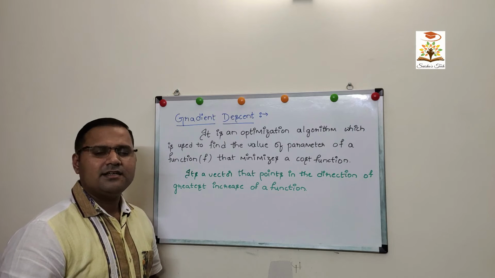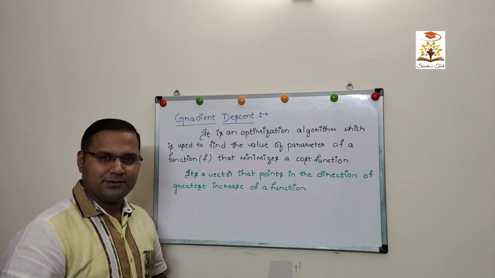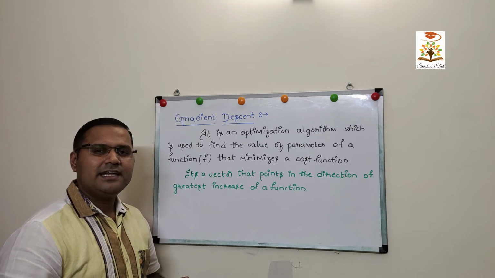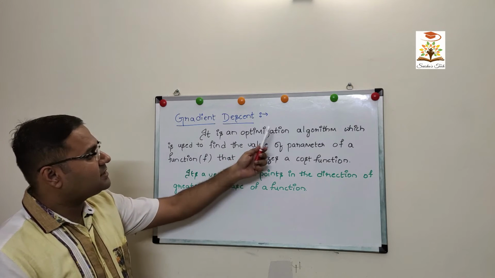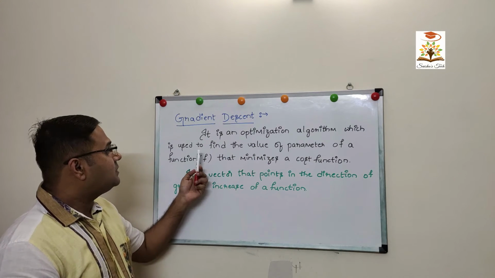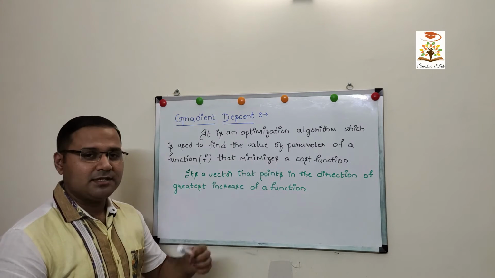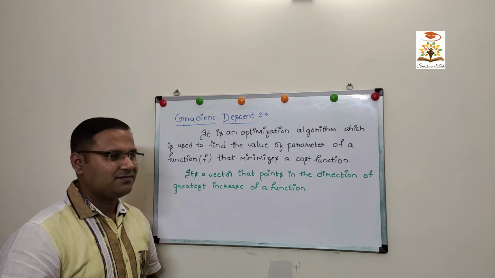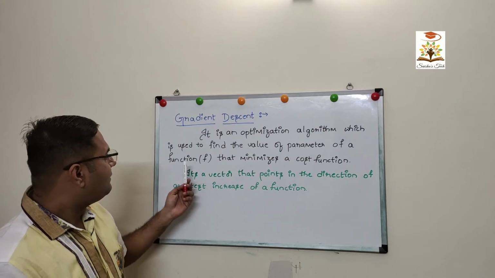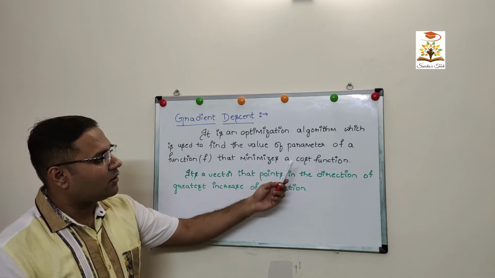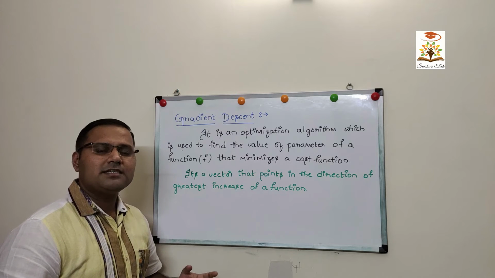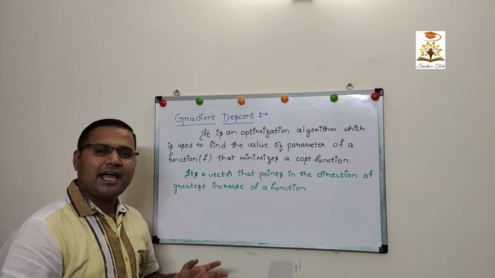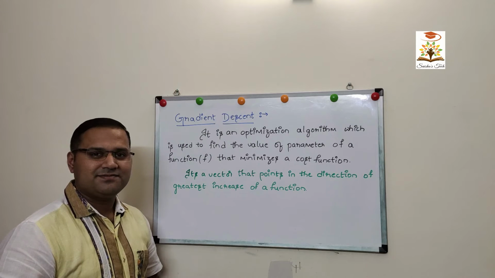In gradient descent, gradient refers to the derivative. Gradient descent is an optimization algorithm which is used to find the value of the parameter. In case of a model, parameter refers to the coefficients of the model or function that minimizes a cost function. Here, minimization of the cost function means minimization of the error between the actual and the predicted.